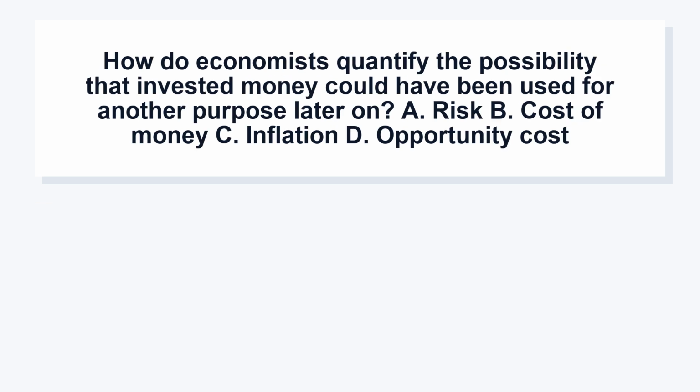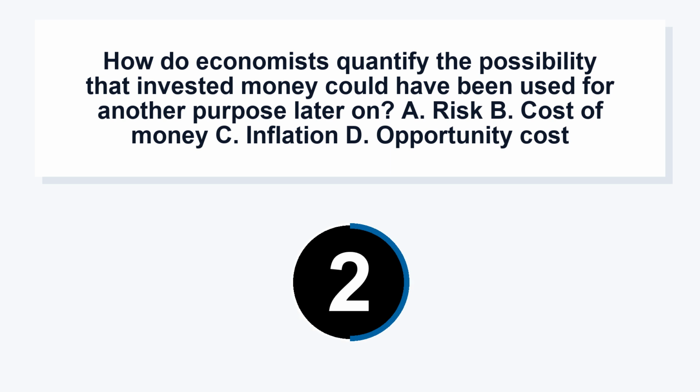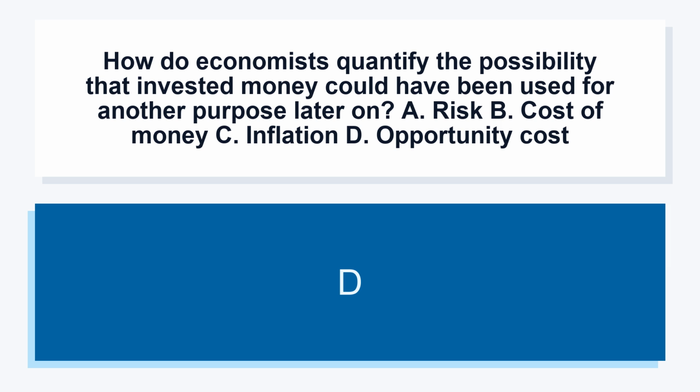How do economists quantify the possibility that invested money could have been used for another purpose later on? A. Risk. B. Cost of money. C. Inflation. D. Opportunity cost. D.